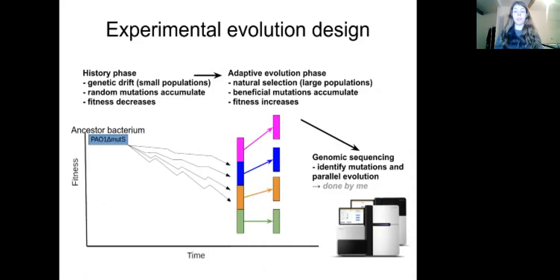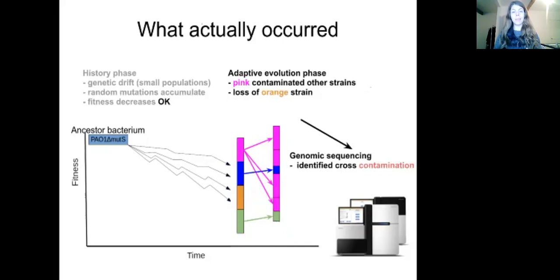So Carl had an experimental design, which first involved a history phase of genetic drift, where the bacteria diverged away from their common ancestor. This was followed by an adaptive evolution phase, where the now diverged strains increased in fitness through acquiring beneficial mutations that improved their growth rate. Following this experiment, my role was to take the genomic sequences of all of these bacteria, see how they mutated, and investigate whether there was any similarity or differences that were found in the mutations that these diverged strains had acquired. At least this was the plan. What actually happened along the way was rather different.